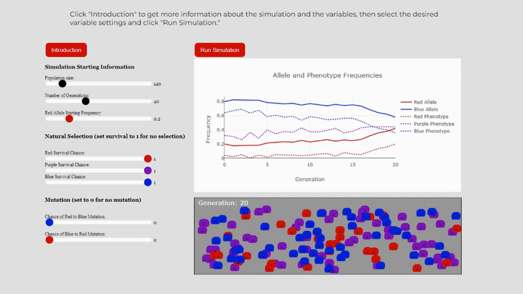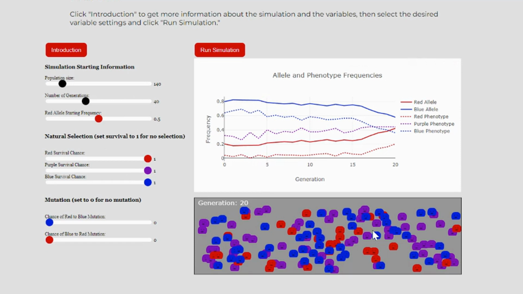You are only provided with a setting for the red allele frequency. This is because there are only two alleles for this trait, red or blue. That means that when you adjust the red allele frequency, such as here to 0.2, the blue allele frequency is 0.8. If you adjust the red frequency to 0.5, then the blue frequency is also 0.5. The frequency total is 1. So subtract 1 minus your red allele frequency, and that will give you the frequency of the blue allele.